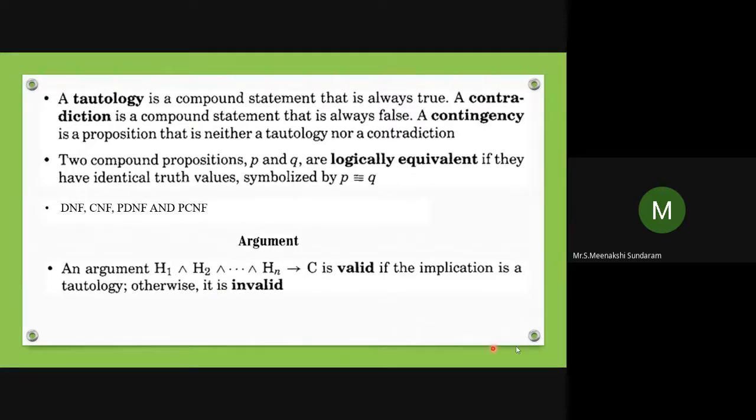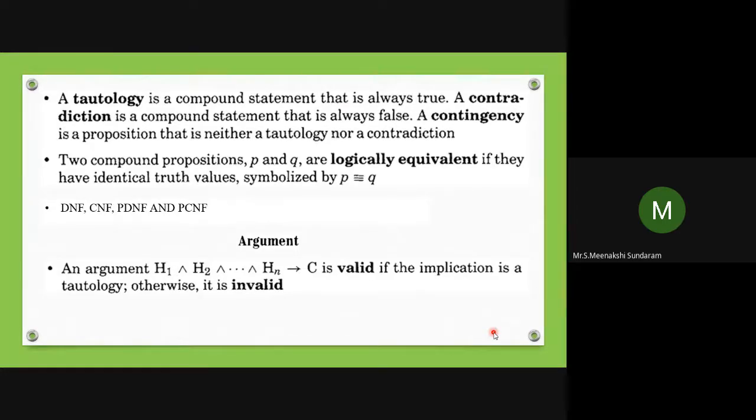And next, arguments. An argument is H1 conjunction H2, etc., conjunction Hn tends to C, and we check whether it is a valid statement or not. If the implication is a tautology, it is valid. Otherwise, it is not valid. Left hand side is hypothesis 1, hypothesis 2, etc., hypothesis n, tends to the conclusion. Once you take the statement, if the final answer is tautology, then it is a valid statement. If it is invalid, some value will be false.